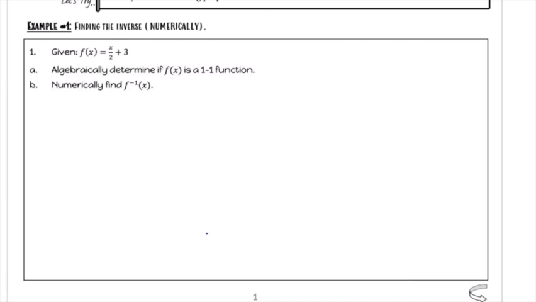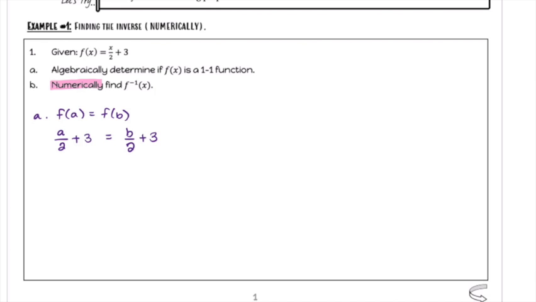Given f of x equals x over 2 plus 3, we want to algebraically determine if f of x is a one-to-one function, and then we want to numerically find f inverse of x. So in order for us to do part A, we need to determine if f of a is equal to f of b. So we're testing and trying to get a equals b.